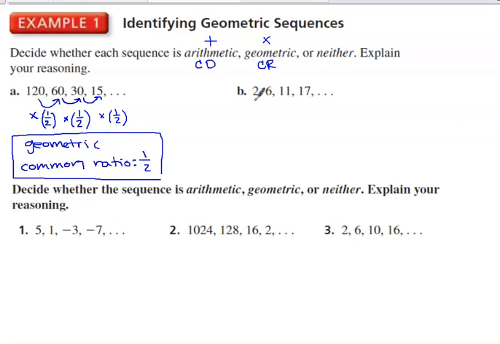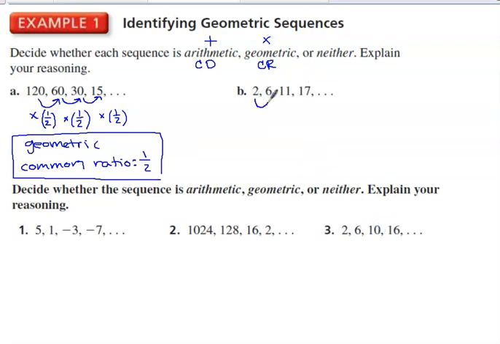In B, if this were geometric, I could try multiplying by 3 to get from 2 to 6, but then from 6 to 11, I do not multiply by 3. 6 times 3 would not give me 11. It would give me 18. So this is not a geometric sequence.